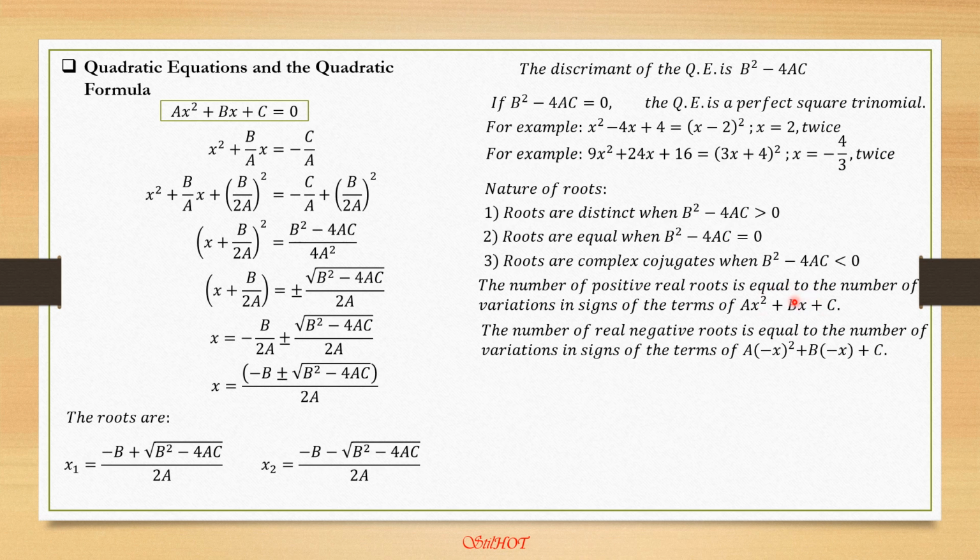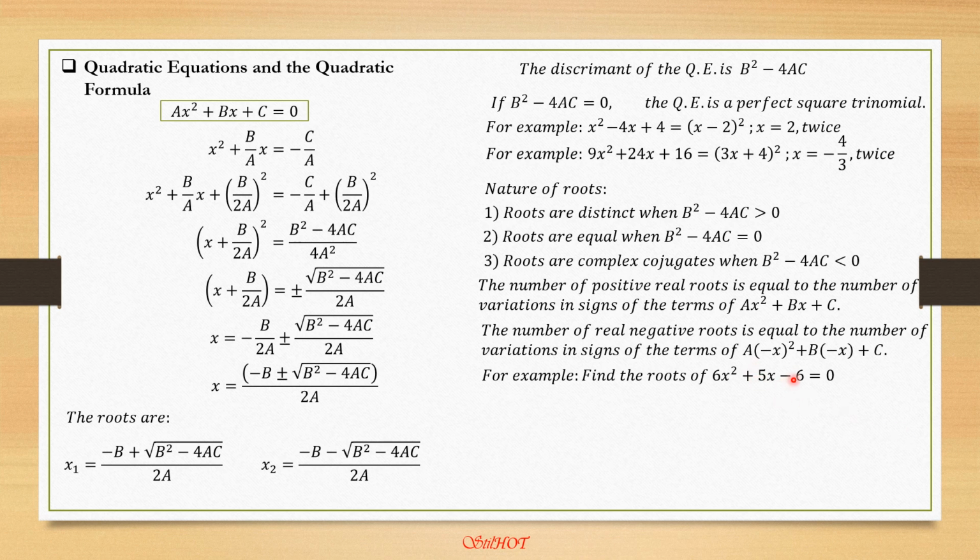If there are two negative roots, then there's no positive root because the number of roots is already 2, and we expect only 2 roots. So for example, find the roots of 6x squared plus 5x minus 6 equals 0. If we look at the signs, plus, plus, minus, there's only one variation in sign, meaning there's only one positive real root. Because we expect two real roots, the other root is definitely negative.